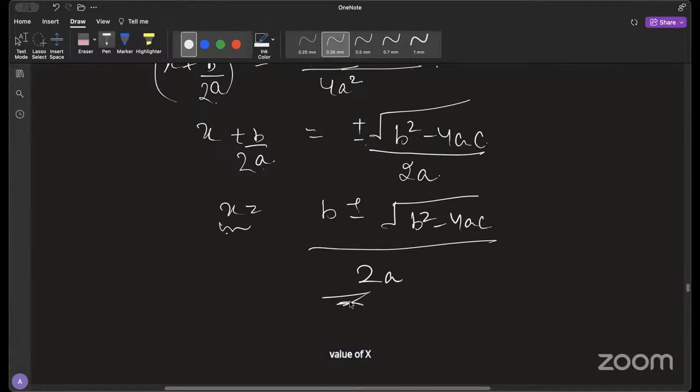And this is your quadratic formula. So you don't have to complete the squares every time. You can just directly use this formula to find the roots. And it is derived from completing the squares only.